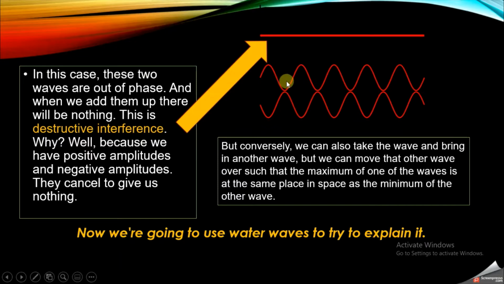So now we are going to use the water waves to try to explain it, because we can actually see the water waves and we cannot actually see the light waves. That's why we are going to apply this constructive and destructive interference scenario on the water waves to understand it better.